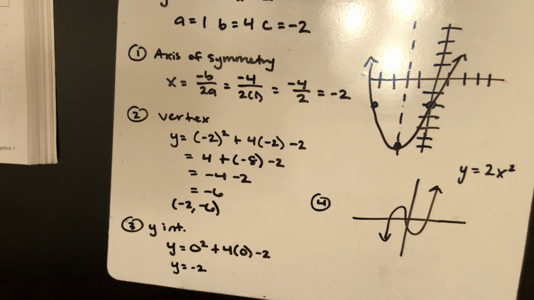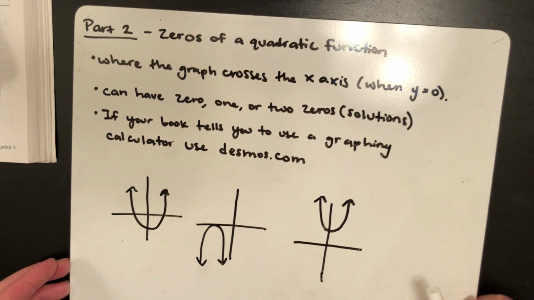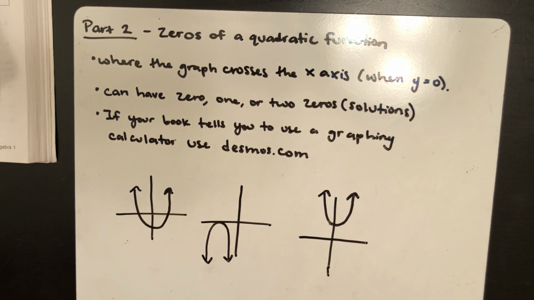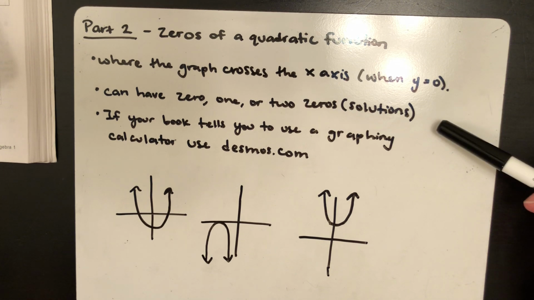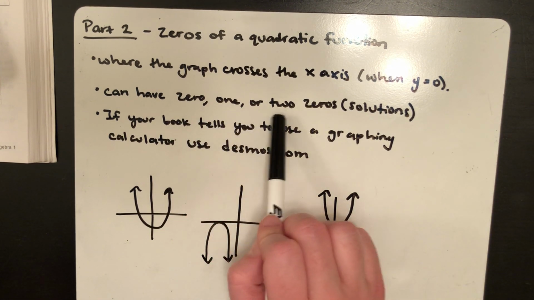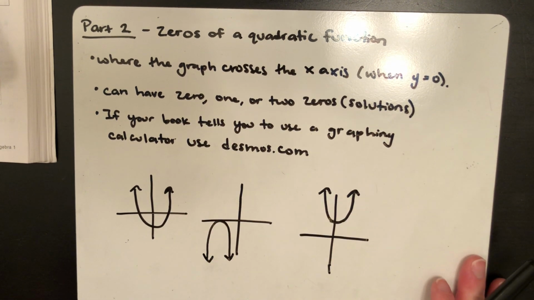All right, one other part of this lesson is the zeros of a quadratic function. We talked about this briefly when we were back in school. So remember, the zeros are where the graph crosses the x-axis, or when y equals 0. These quadratic functions can have 0, 1, or 2 zeros, which is kind of confusing, but basically it means you can have no solution, one solution, or two solutions for these quadratic functions.